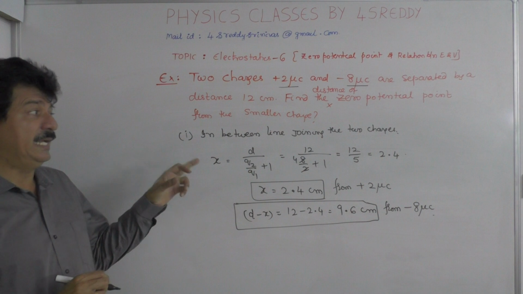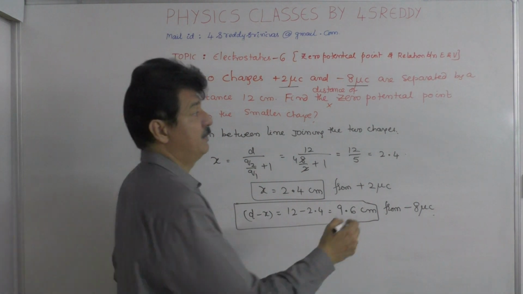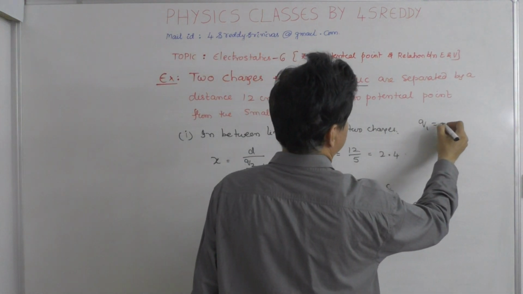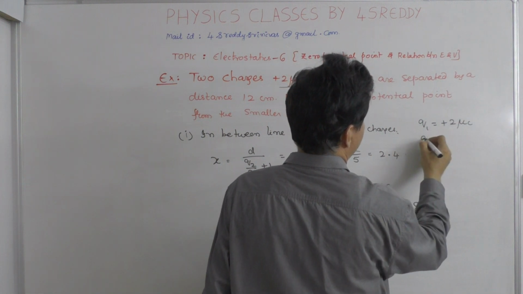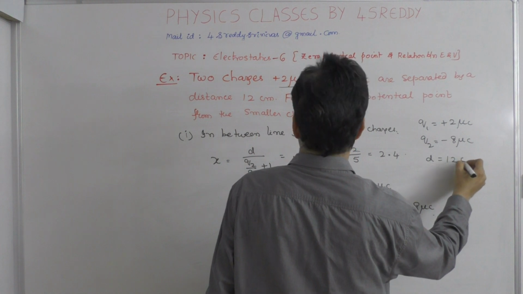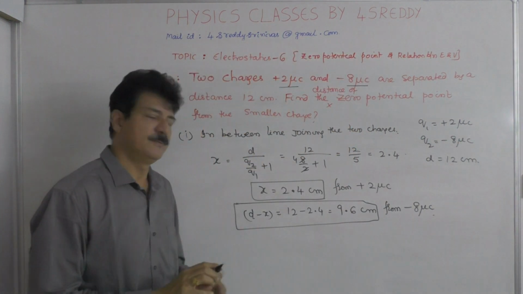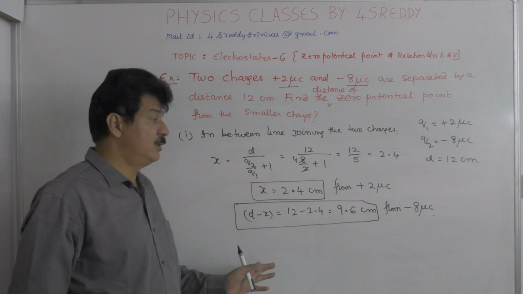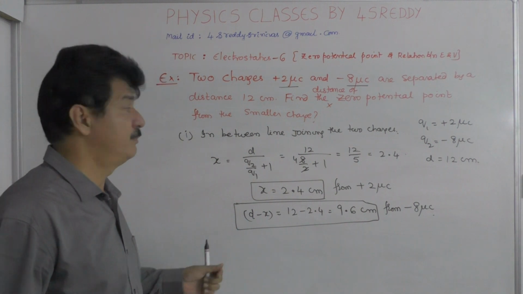When you consider in between the line joining the two charges, because already we have taken the smaller charge is plus 2 microcoulombs and this is minus 8 microcoulombs and this is 12 centimeters. This is applicable from the smaller charge or from the bigger charge.